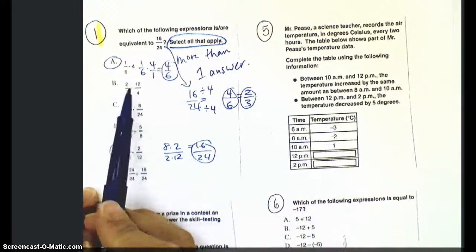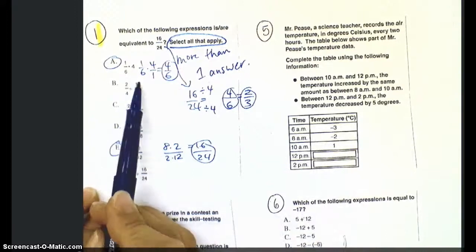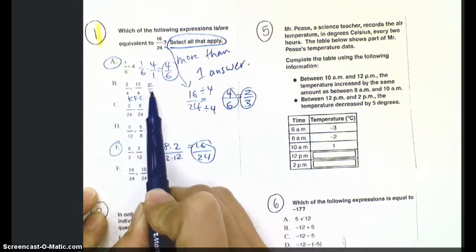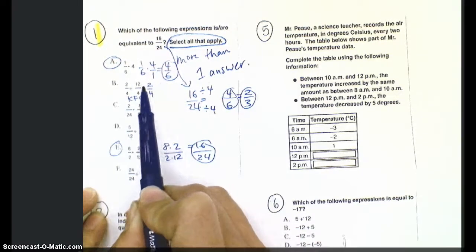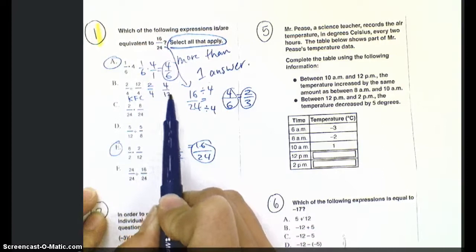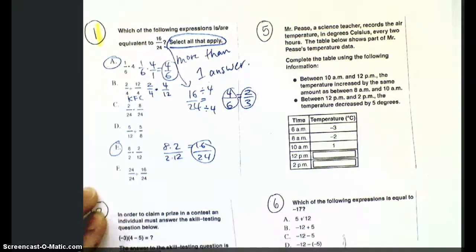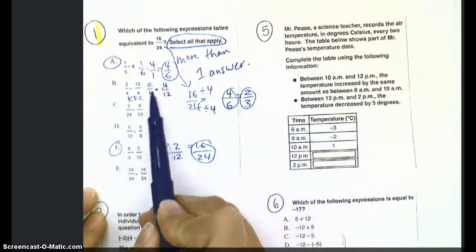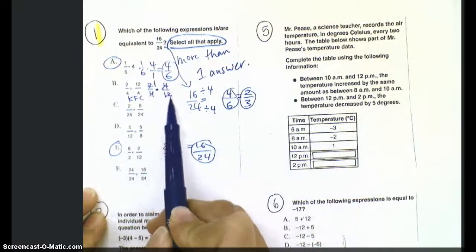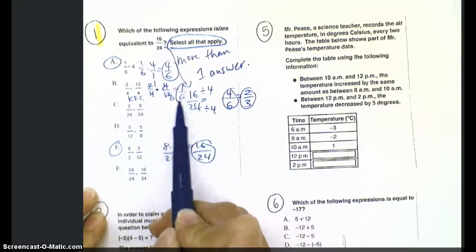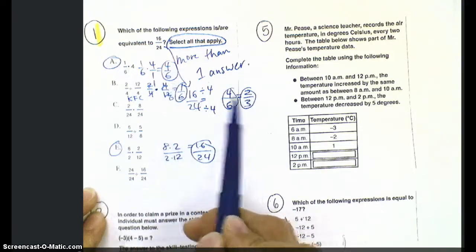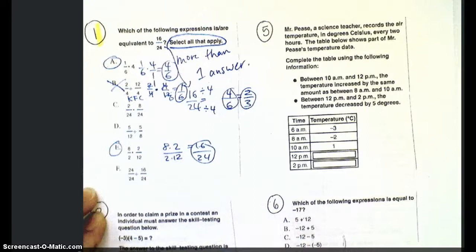Let's try B though. I'm going to take 2/4 and divide it by 12 over 4. When I am dividing fractions, I need to use KFC. So I'm going to keep the first fraction, flip the 12 over 4, which is 4 over 12, then change the division to multiplication. I'm going to do a little cross canceling here, and I'm going to get 1 over 6. 1 over 6 is not the same as 4 over 6, nor the same as 2 over 3. So B is definitely not a choice.